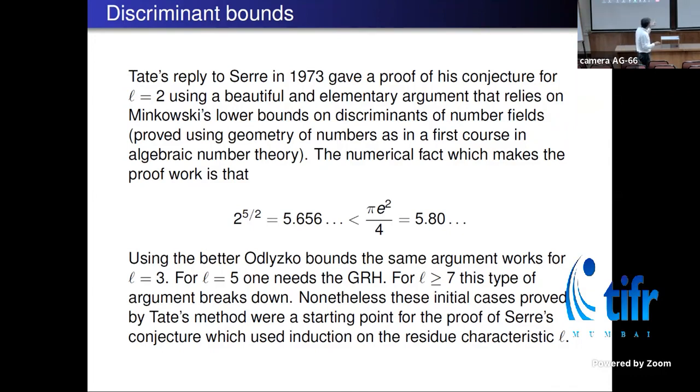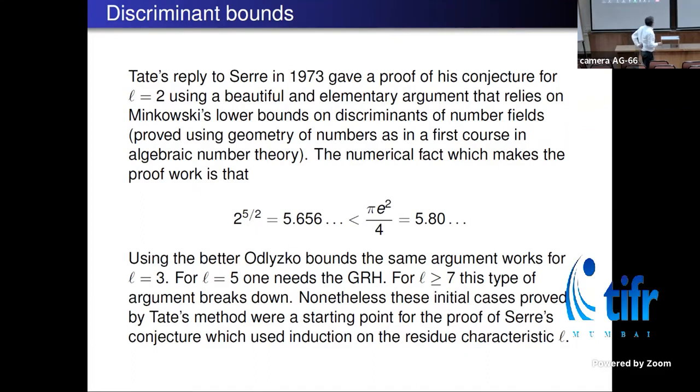And then he showed that for mod 2, if you have a representation of G_Q into GL_2(F_2 bar) which is unramified outside 2, then it is forced to factor through Q(zeta_8). He made some very explicit statement, and the entire argument relies on the numerical fact that 2^(5.5) is less than pi e^2/4 times 2. It's quite close: 5.65 is less than 5.8.